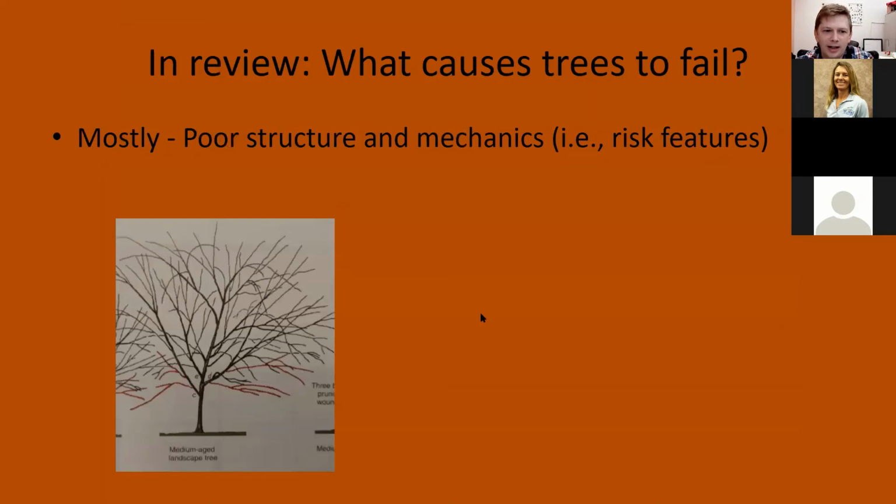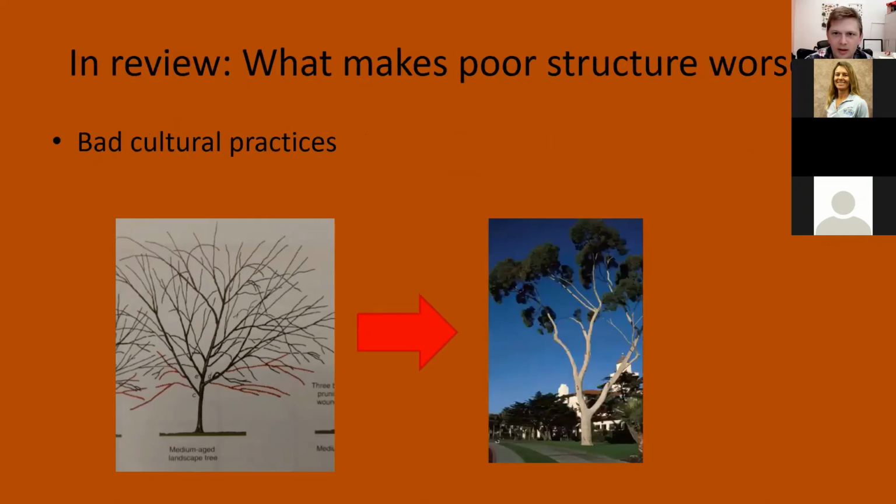So I just want to have a minor review right here, to cover some of the concepts that we've covered in a little more detail. Trees mostly fail due to poor structure and mechanics, and then they develop risk features associated with that. And what makes poor structure worse is cultural practices that can lead to issues with the tree, like as you can see here.